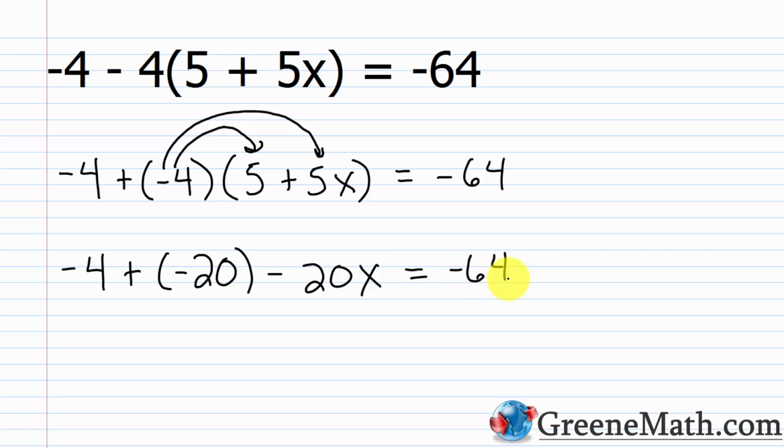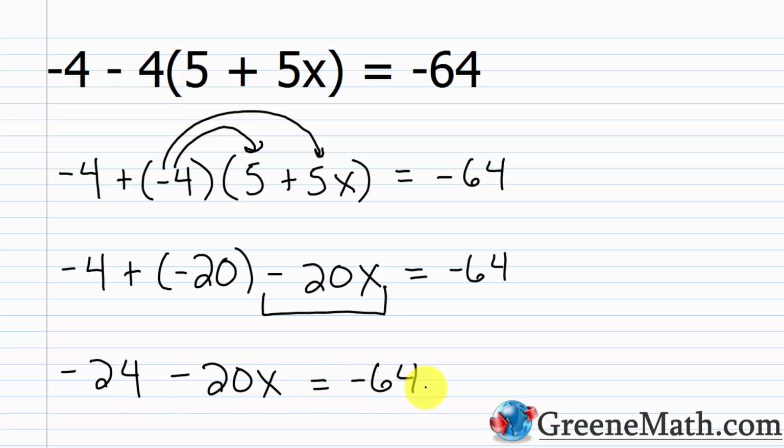Now, I'm looking to combine any like terms that I have. I can't do anything with this because I don't have any other variable term involved in this equation, right? I just have that one. But over here, I have -4 plus -20. I can combine those two. So -4 plus -20 is -24. So this will be -24 minus 20x equals -64.